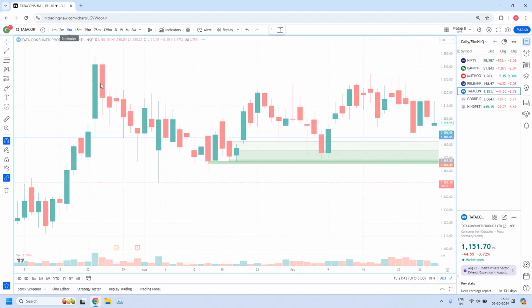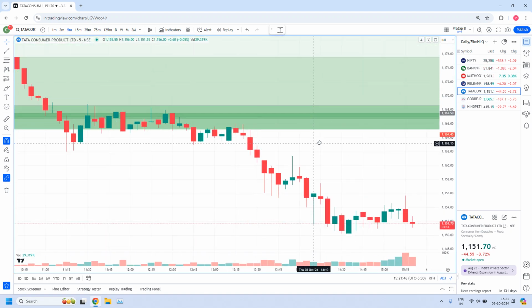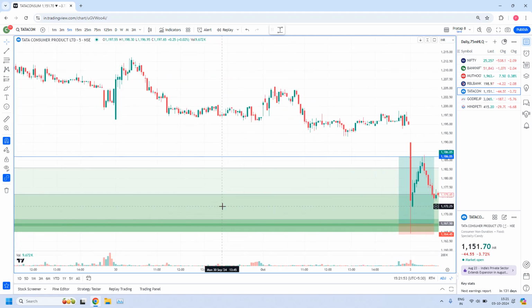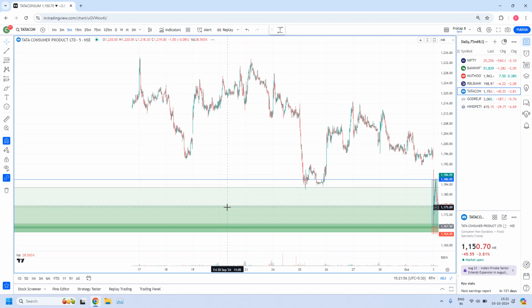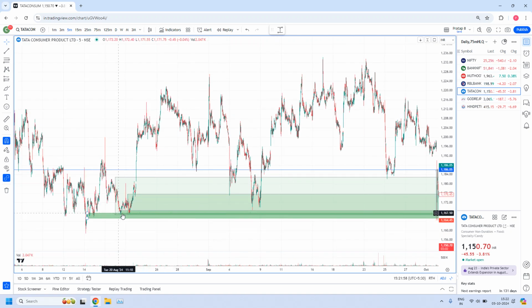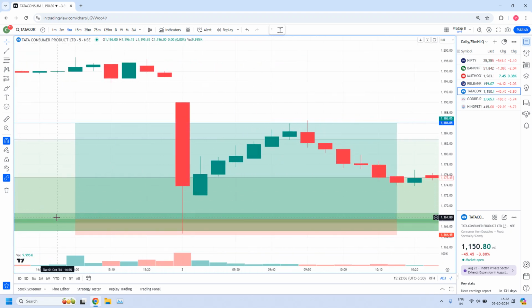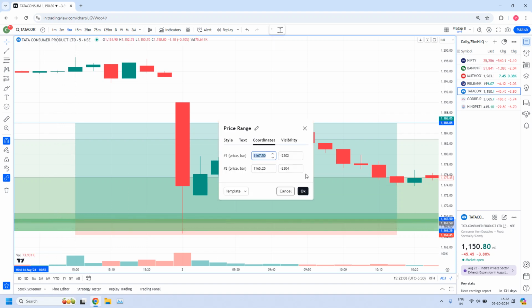And go to the 5 minutes time frame. Let's look into today's trade. See, today morning 9:15 candle. Where is our entry? This is our entry here. This is the entry of this zone. At 1167.50 paisa is our entry.